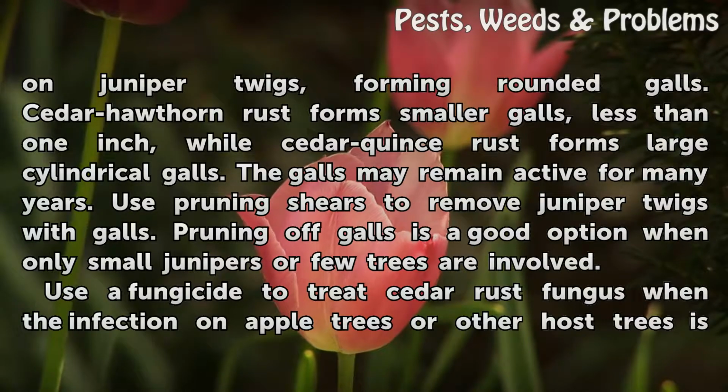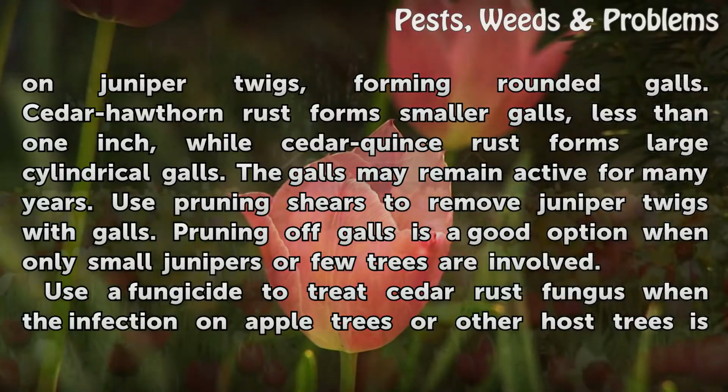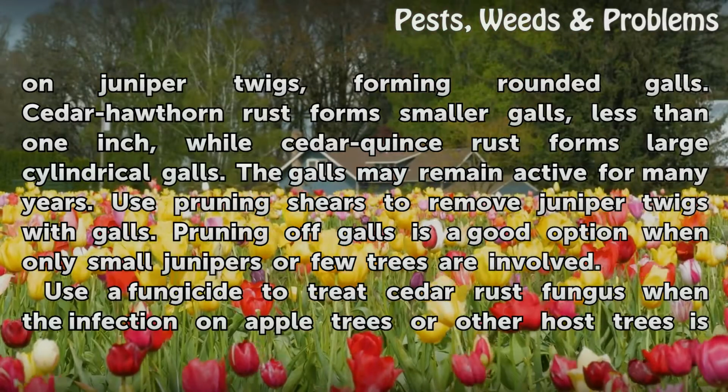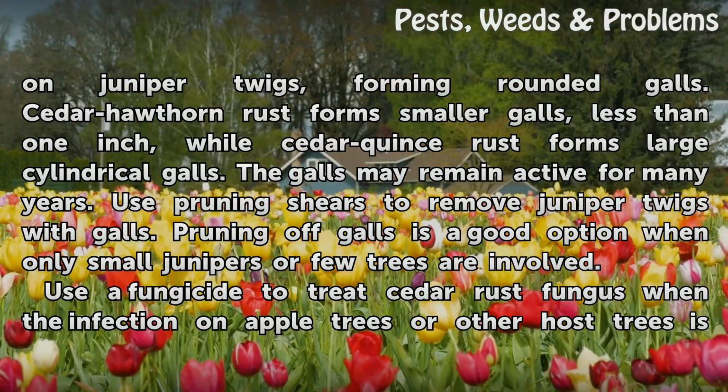Use pruning shears to remove juniper twigs with galls. Pruning off galls is a good option when only small junipers or few trees are involved.